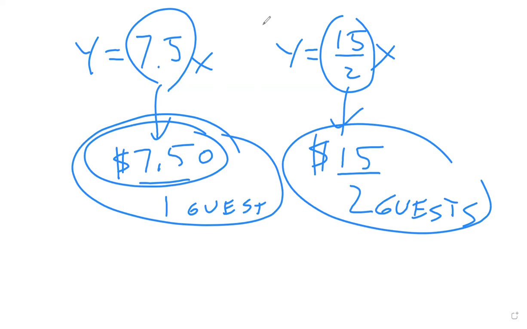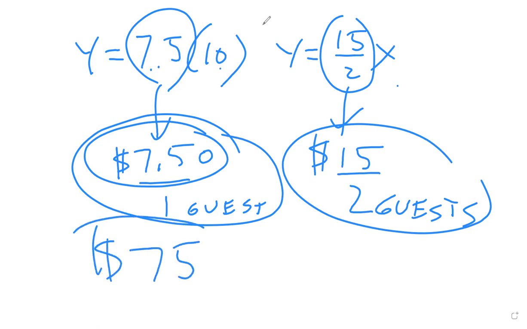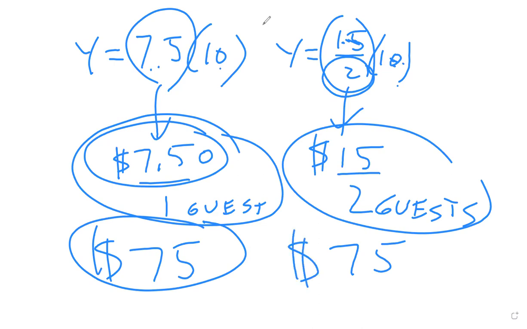Now that we've got our equations, let's use them to do part C. How much does it cost to provide food for 10 guests? We can use either one of these and just plug in the 10. I can swap in the input of 10, in which case 7.5 times 10 would be $75. Or with this equation, 15 times 10 is 150, and 150 divided by 2 is still $75. So for 10 guests, it would be $75. All right, so that's number 11.